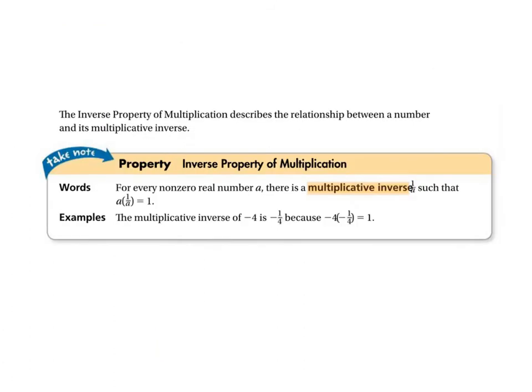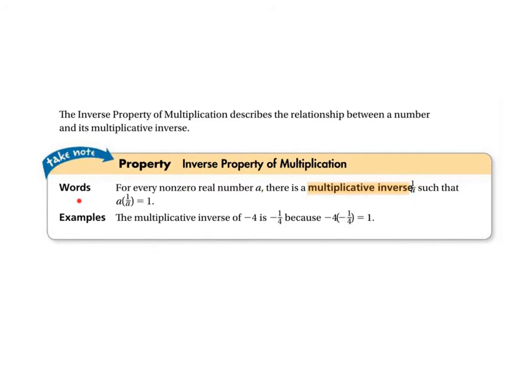All right, so you remember the additive inverse? You add its opposite. 4 plus negative 4 gives you 0. Well, there's a multiplicative inverse property of multiplication, and this is a little bit different. You're going to multiply by the multiplicative inverse to get 1.